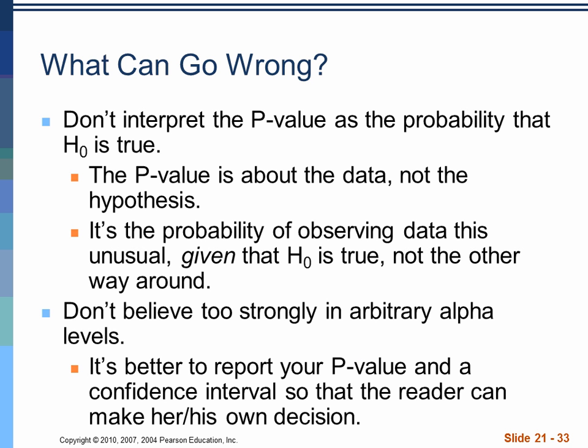So there's lots of things that can go wrong, and we'll list them here. Don't interpret the p-value as the probability that our null hypothesis is true. Again, just like in chapter 20, don't do it. The p-value is about the data, not the hypothesis. It's the probability of observing data. So again, it's the probability of observing data this unusual, given that our null hypothesis is true, not the other way around. Don't believe too strongly in arbitrary alpha levels. It's better to report your p-value and a confidence interval so that the reader can make his or her own decision.